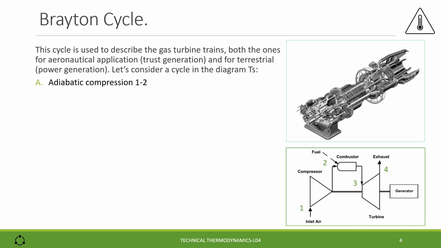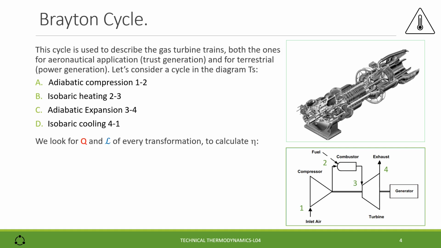The first process, A, is the adiabatic compression. The second process is the isobaric heating. Then we have the adiabatic expansion and the isobaric cooling. All the steps are also represented in the schematic at the bottom right. We look for the heat and for the thermodynamic work of every transformation in order to calculate the efficiency eta.